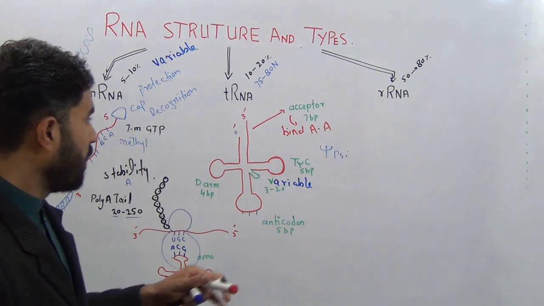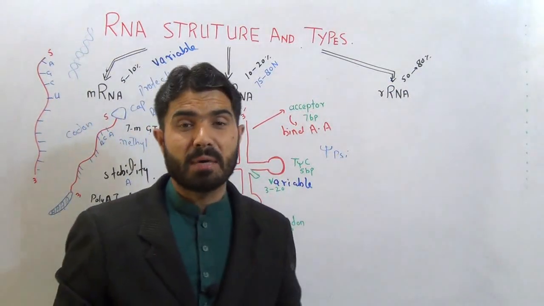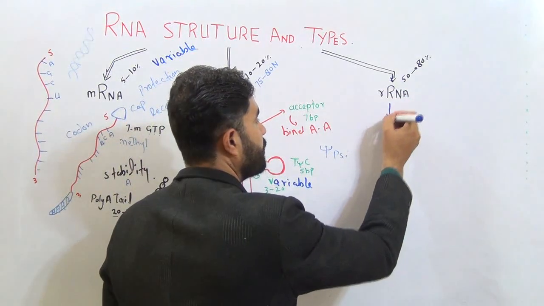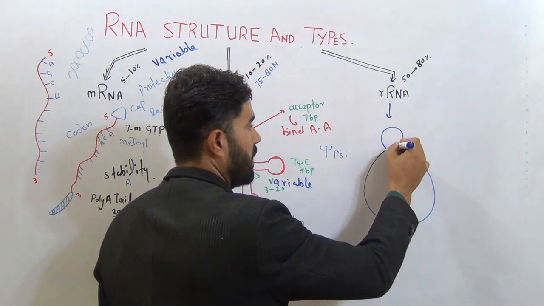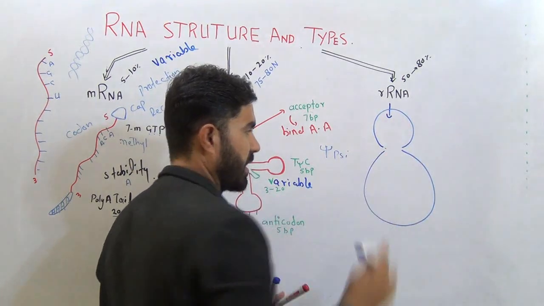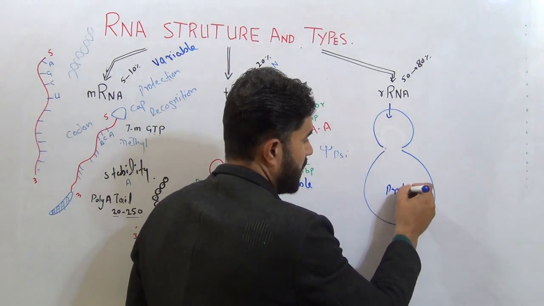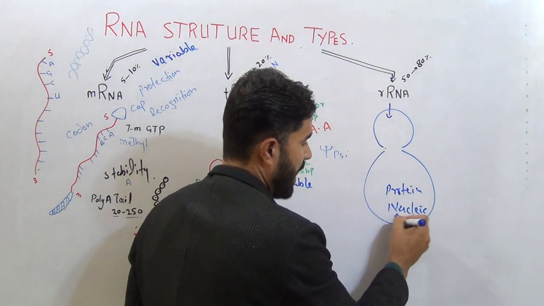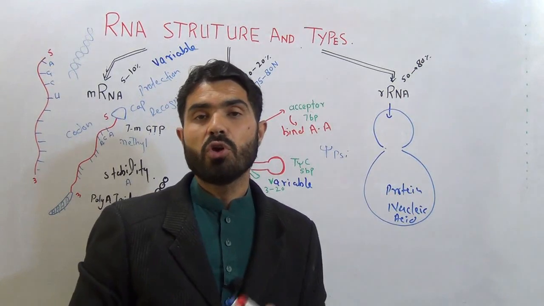And then in the last we will come to the ribosomal RNA. This is the third type of RNA. Ribosomal RNA is actually a part of a ribosome. Let's suppose this is the diagram of the ribosome, and the ribosome contains a smaller unit and a larger unit. A ribosome contains protein and nucleic acid. These two molecules, protein and nucleic acid, are collectively called nucleoprotein.